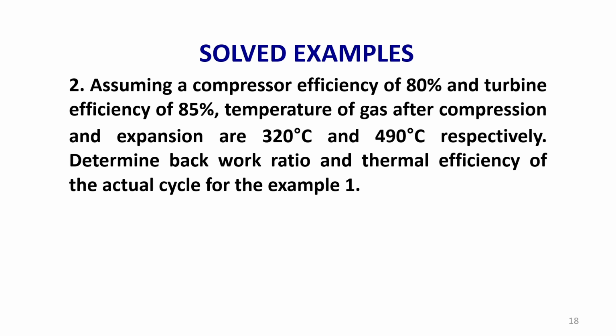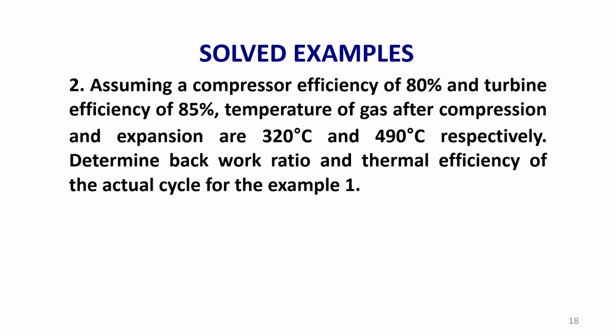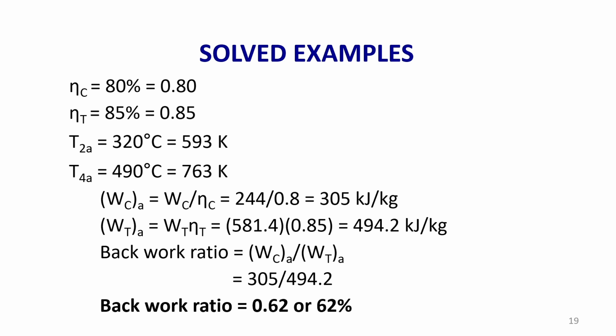I have taken the data provided in the first solved example, so this is in continuation of that one. Assuming a compressor efficiency of 80% and turbine efficiency of 85%, the temperature of gas after compression and expansion are 320 and 490. Determine back work ratio and thermal efficiency of the actual cycle for solved example 1, the previous one. Due to shortage of time, I would like to quickly run through it. The compressor efficiency is given as 80%, 0.8, turbine efficiency 85%, T2A and T4A.